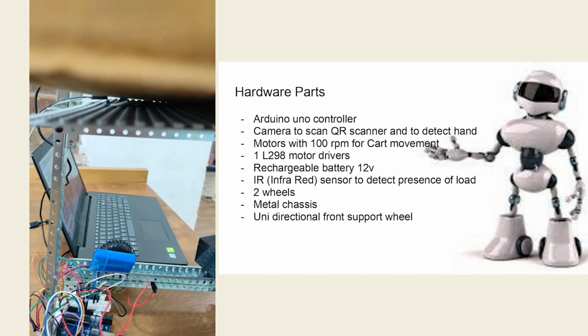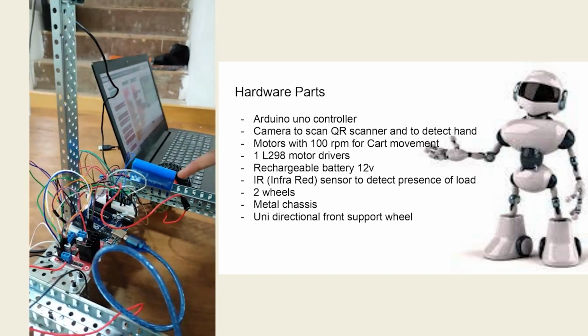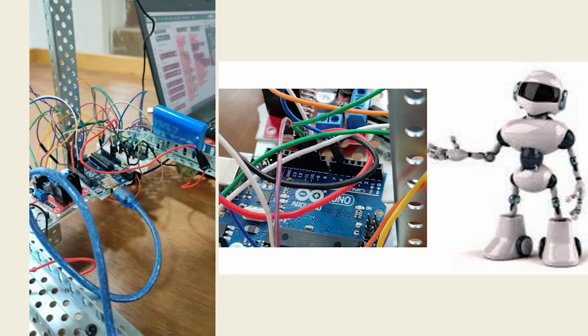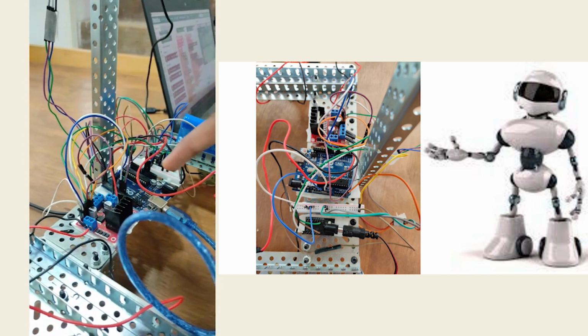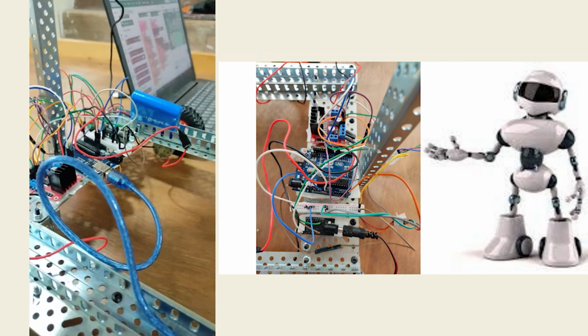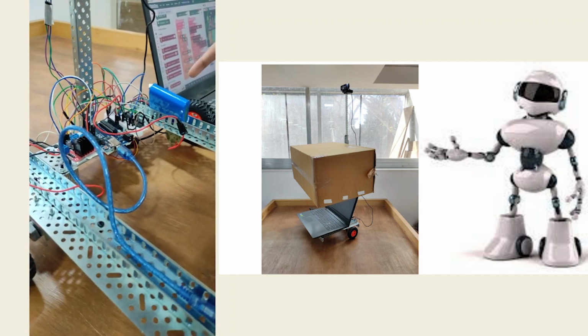I have fitted an infrared sensor in the cart, which detects the items. So if somebody tries to steal the items in the cart, an alarm gets sounded. I've also utilized an Arduino board that is used by the PictoBlox software to move the cart. I've also utilized a motor driver and two motors of 100 RPM to move the cart. Then I've also utilized the rechargeable battery.